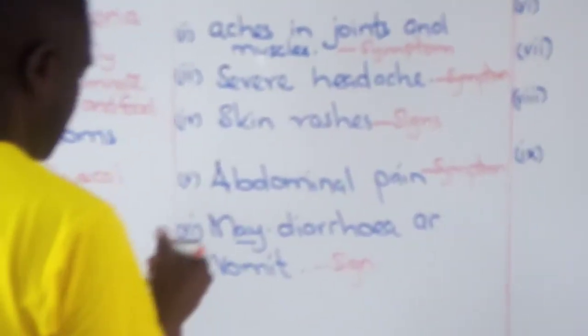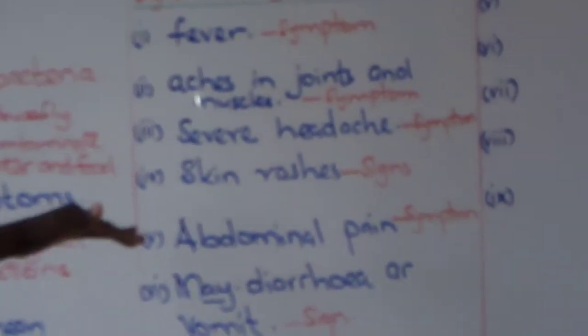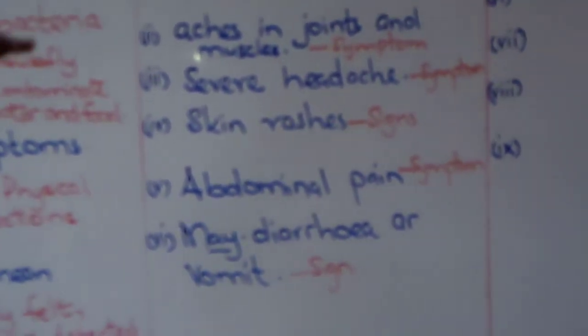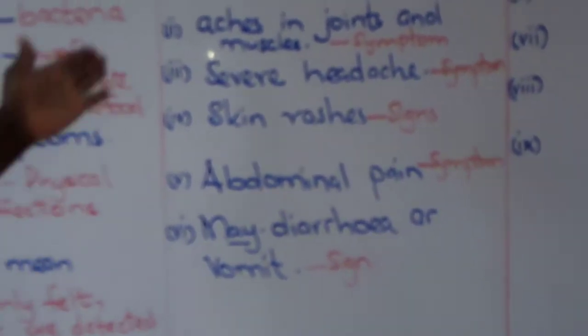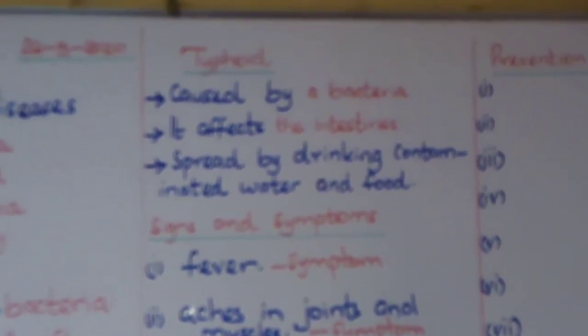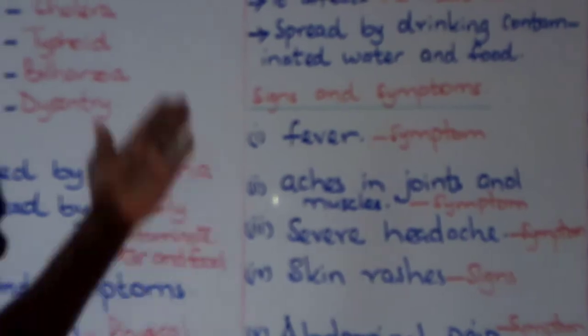So boys and girls, when we write the signs and symptoms, you are supposed to differentiate them. Because if they come in the examination and all these come as choices, you are supposed to choose the one that is right. So some are signs and others are symptoms.